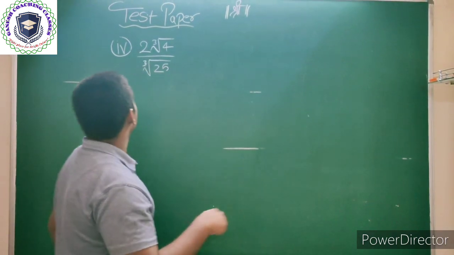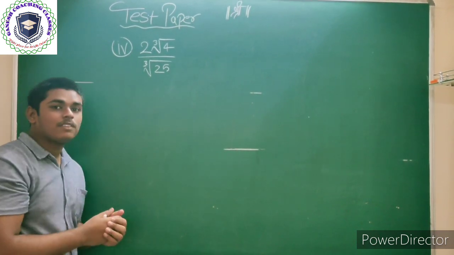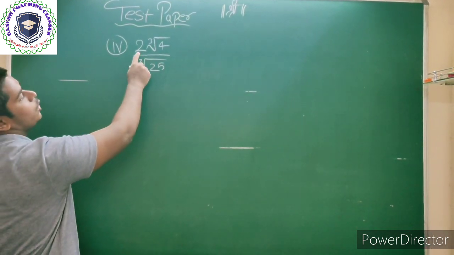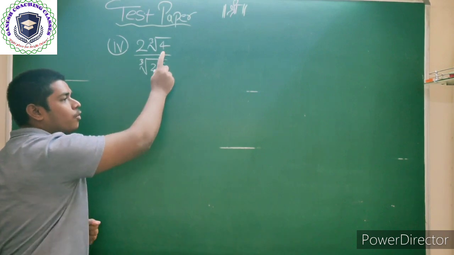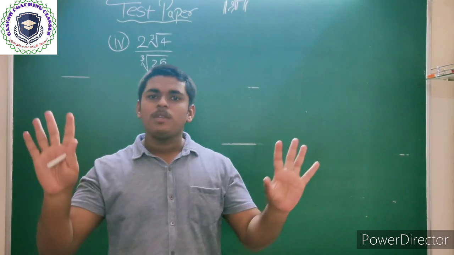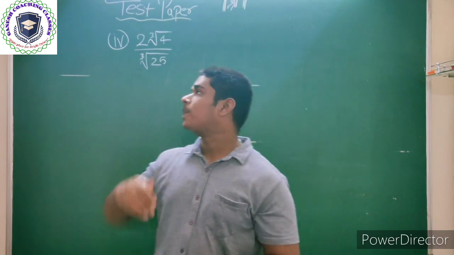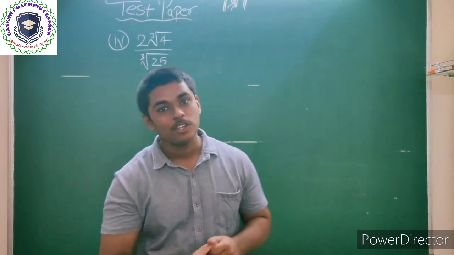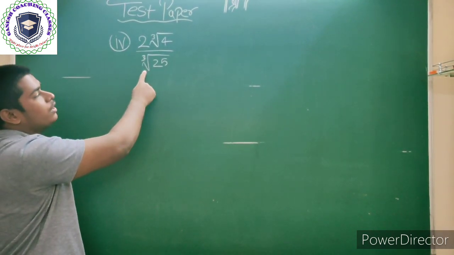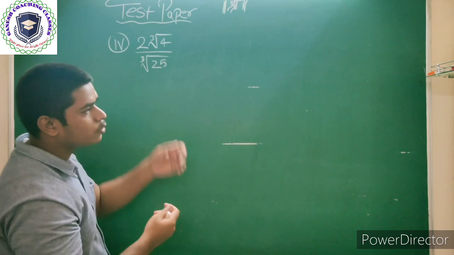Here the first question is the fourth question. We have to rationalize the denominator, in which the numerator is given as 2 and cube root of 4. Till now in practice set 2.4, the problems we did contained square roots, but here it is a cube root, so it is a different question. In the denominator, which we have to rationalize, we have cube root of 25.